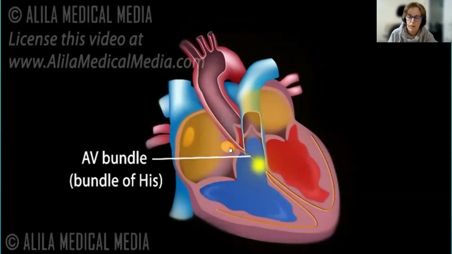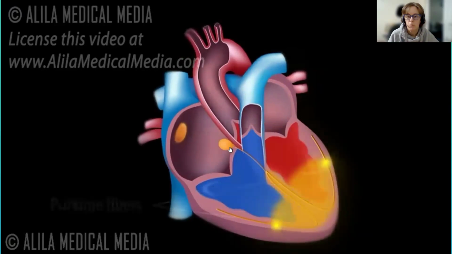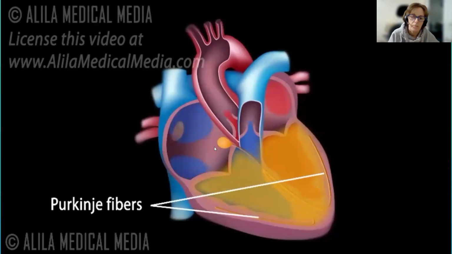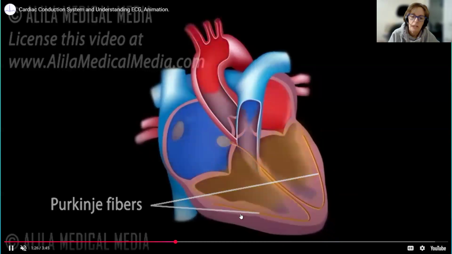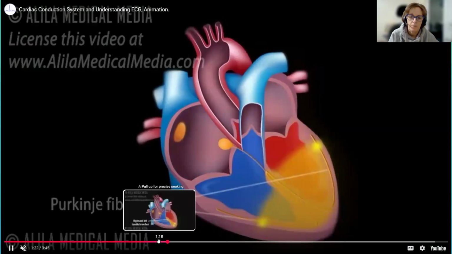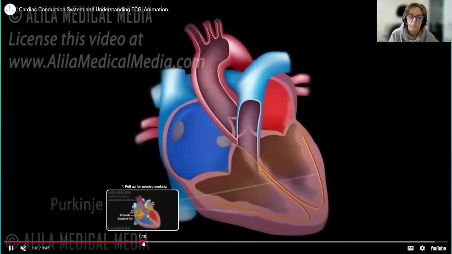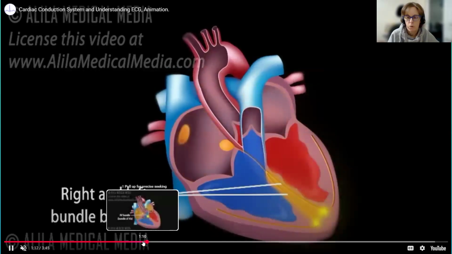It can't spread out over the ventricles because they need to contract from the bottom. So it then goes down this specialized fiber called the bundle of His. His is just the name of the scientist who found them, and reaches these special fibers at the bottom, which go further into the muscle here, and they're called Purkinje fibers, and that's where the signal is sent up. And you can see then that the ventricles contract from the bottom.